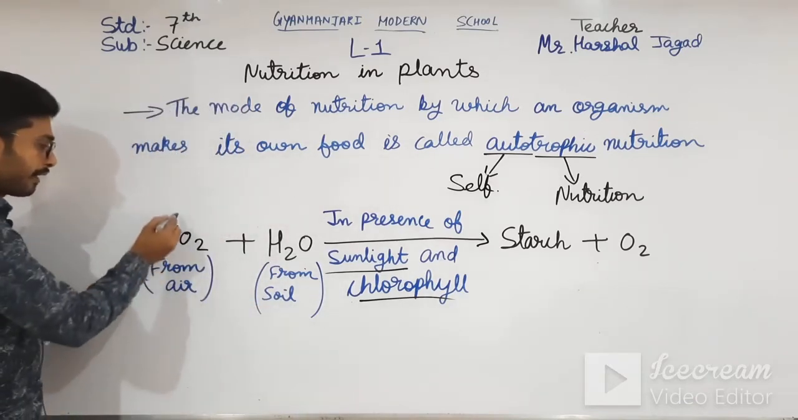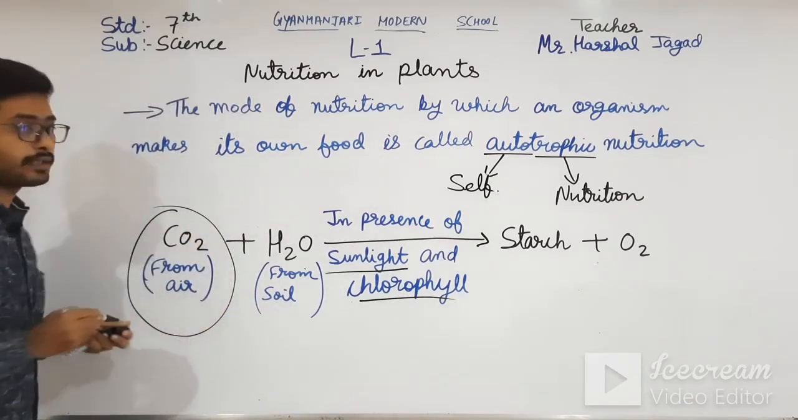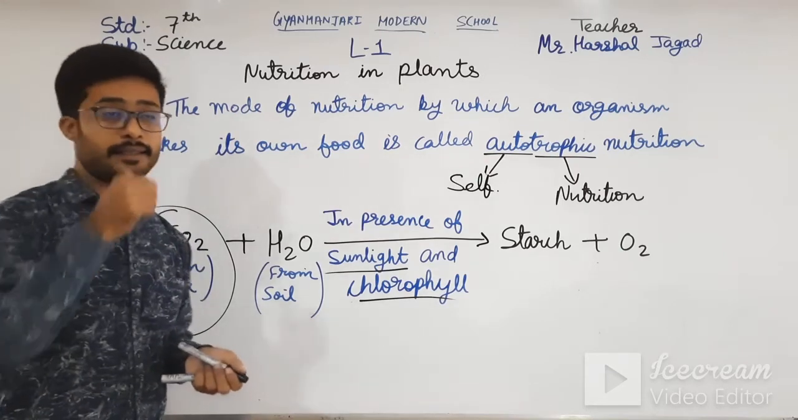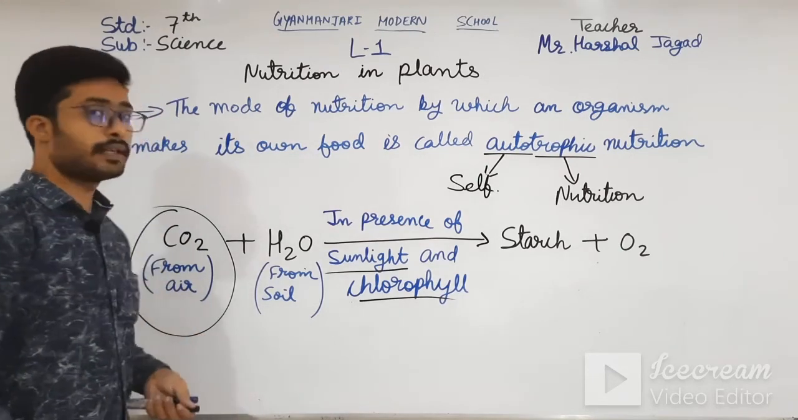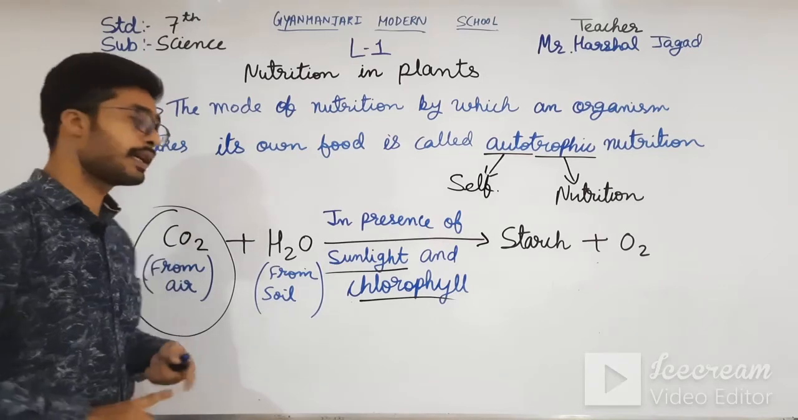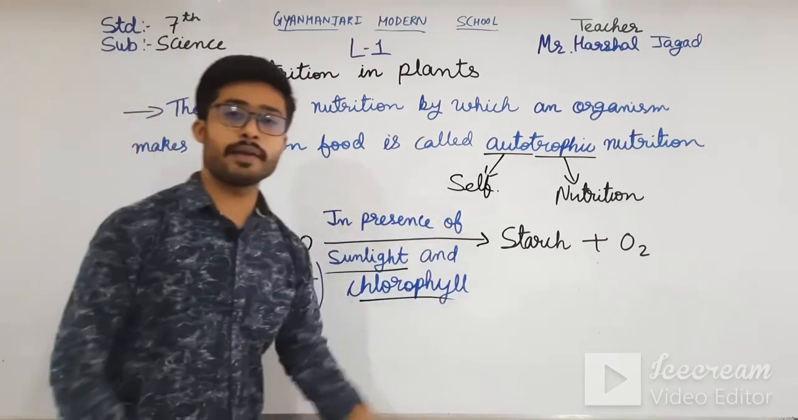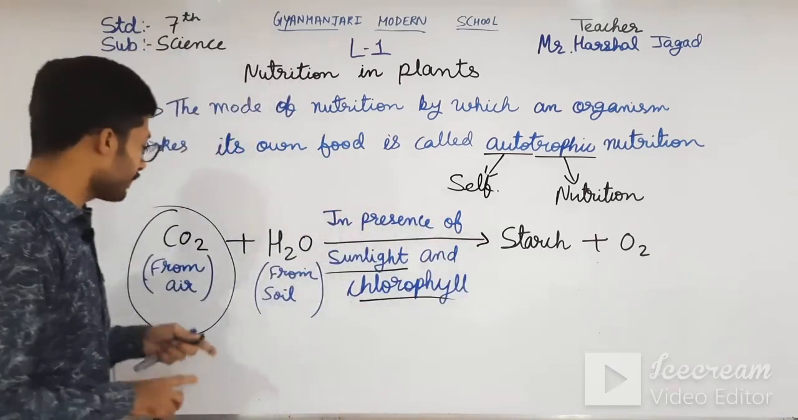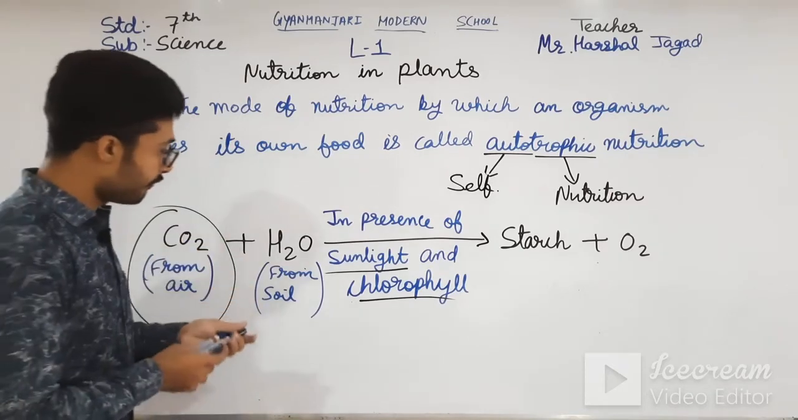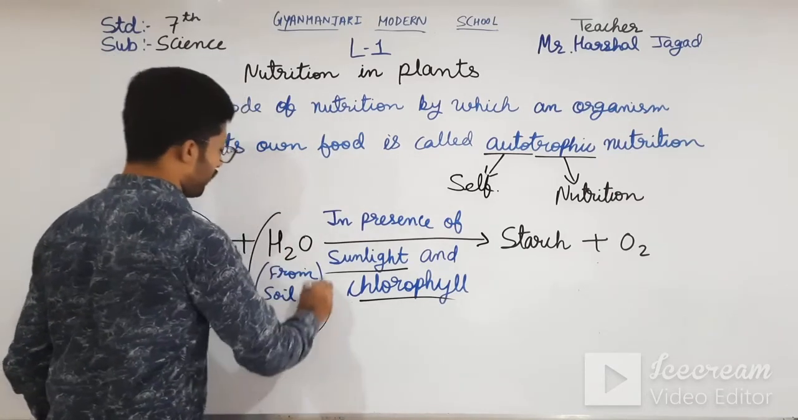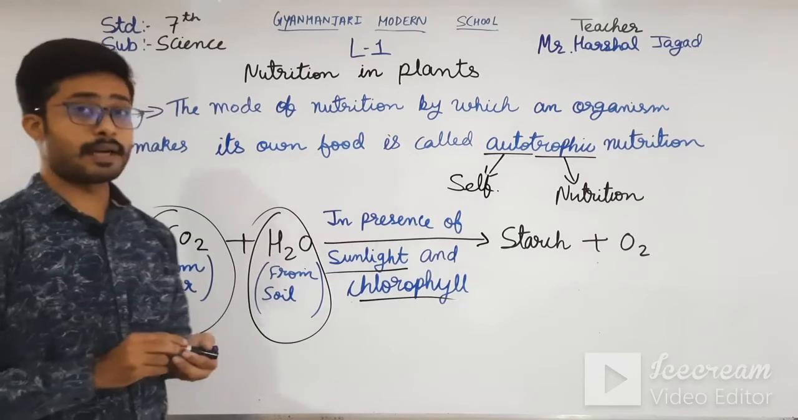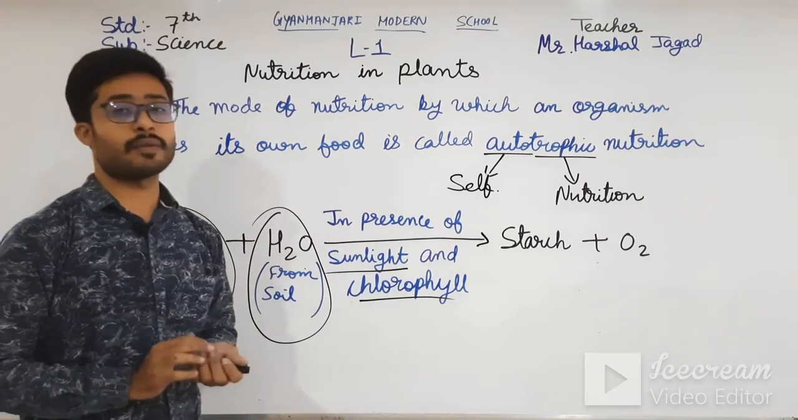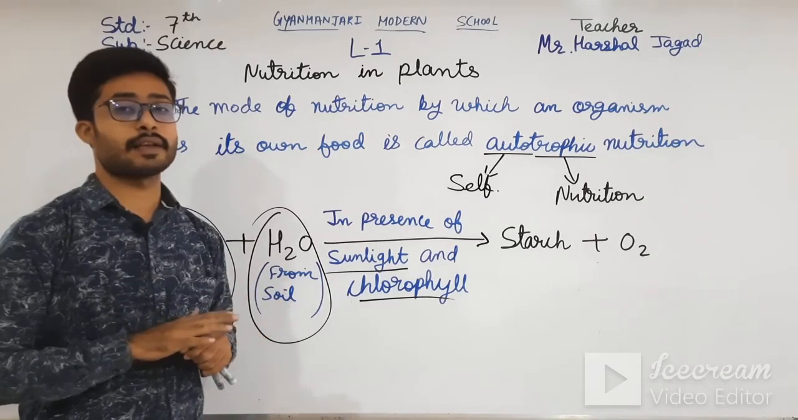Okay students, and then after it was air. From the air, the carbon dioxide is absorbed. If there is no carbon dioxide in the air, then this process cannot occur. And then the fourth condition is water. Without water also, the photosynthesis process cannot be done.